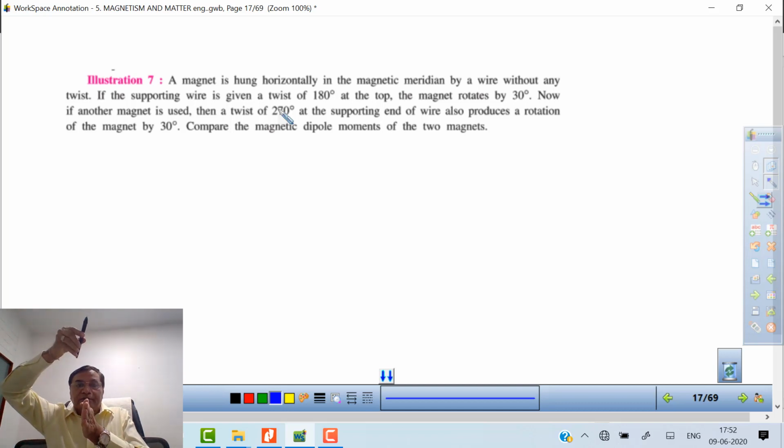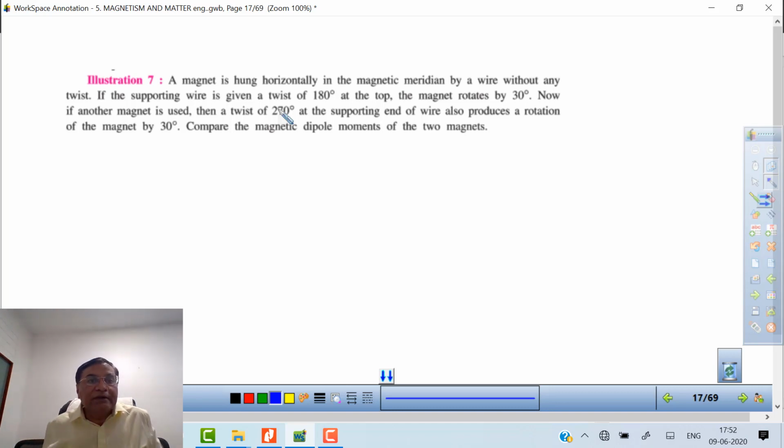If this were not a magnet, it would slowly rotate and come back by 180 degrees. But this is a magnet, so what does it do? The magnet rotates 30 degrees. So out of the 180 degree rotation, it is 30 degrees. It means the twist is 150 degrees in the wire. Now if the magnet is used, then a twist of 270 degrees at the supporting end of the wire also produces the same 30 degrees.